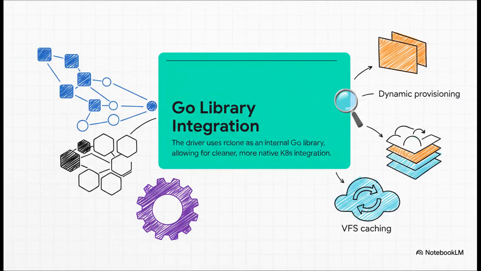And here's a really key technical detail. The driver doesn't just shell out and run the Rclone command. It actually integrates Rclone as a native Go library. Now this is a huge deal, because it allows for a much cleaner, more robust integration directly with Kubernetes. It's what unlocks cool features like dynamic provisioning and VFS caching, which basically keeps your most used files in a local cache for way faster performance, right out of the box.